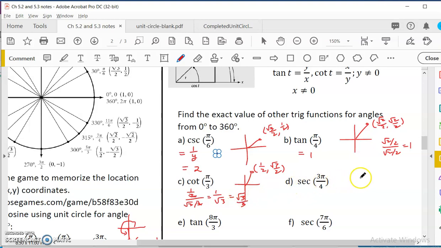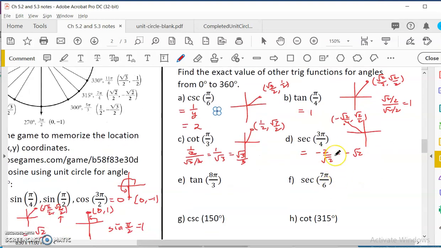Okay. D, secant of 3 pi over 4. Where's 3 pi over 4? It's here. It's pi minus pi over 4. And I know the coordinate is negative root 2 over 2 and root 2 over 2. Yeah, you need to build your fluency into, okay, I need to know where the angle is and also write the x and y. Now secant is 1 over x, right? So that would be, flip this over, negative 2 over root 2. That is negative root 2. Because if you multiply root 2 at the bottom, it would cancel out the 2.